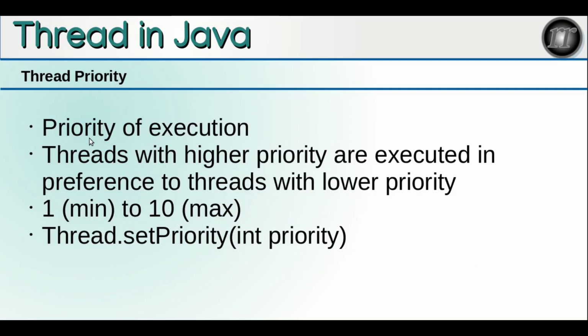Thread priorities are only preferences of the thread. The maximum priority is 10 and the minimum priority is 1. The thread with maximum priority will get more preference over the threads with lower priority for execution by the thread scheduler. Thread.setPriority is a method which you can use to set the priority of a thread.